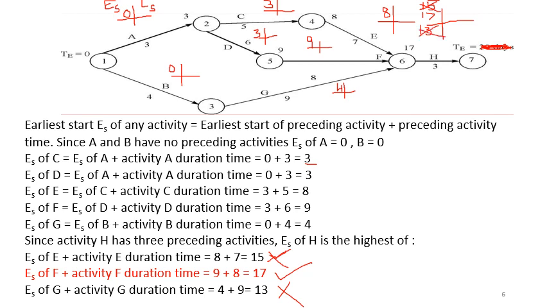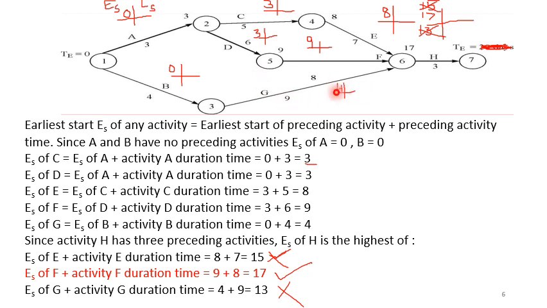Now that is from the point of view of mathematical calculation. All of you are engineers, so you have to think as an engineer now. Why is this highest value considered? Practically speaking, the condition for H to start is that all three preceding activities E, F, G should be complete before H can start. Now think about E. E will be complete by the 15th day. Or let us start with G. G will be complete by 9 plus 4, 13th day.